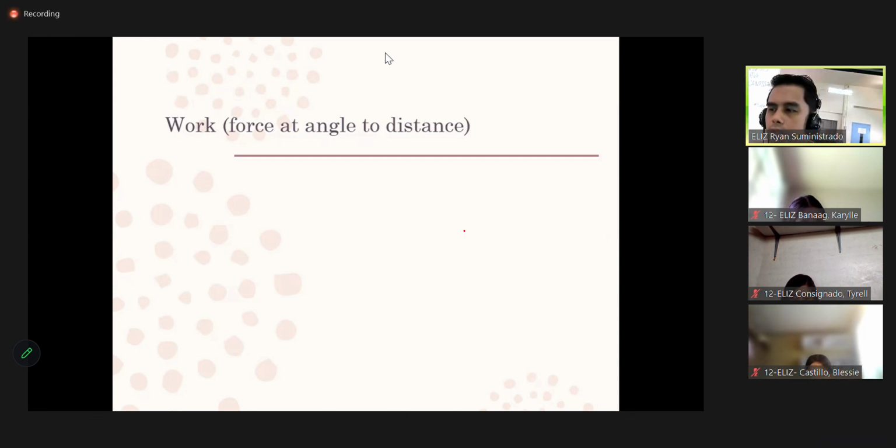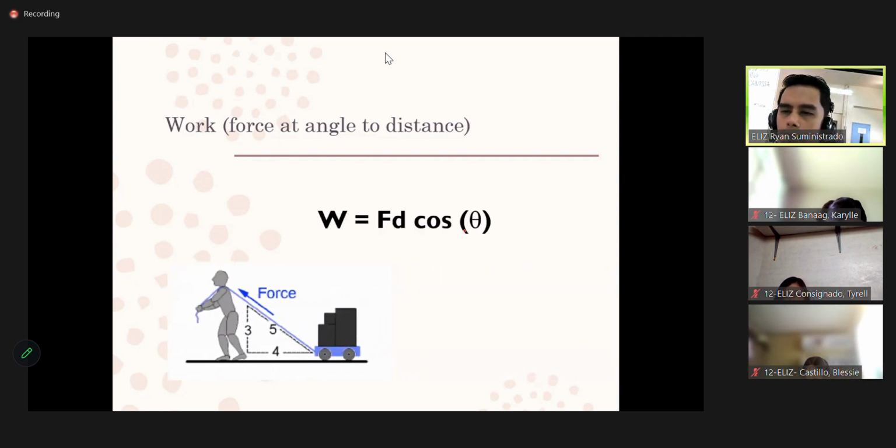The force of exertion and the distance covered is not directly parallel. There's an angle. Okay, how do we solve for work? It's simply work is the product of the force of exertion and the distance covered multiplied by cosine theta. There's an angle. Okay.